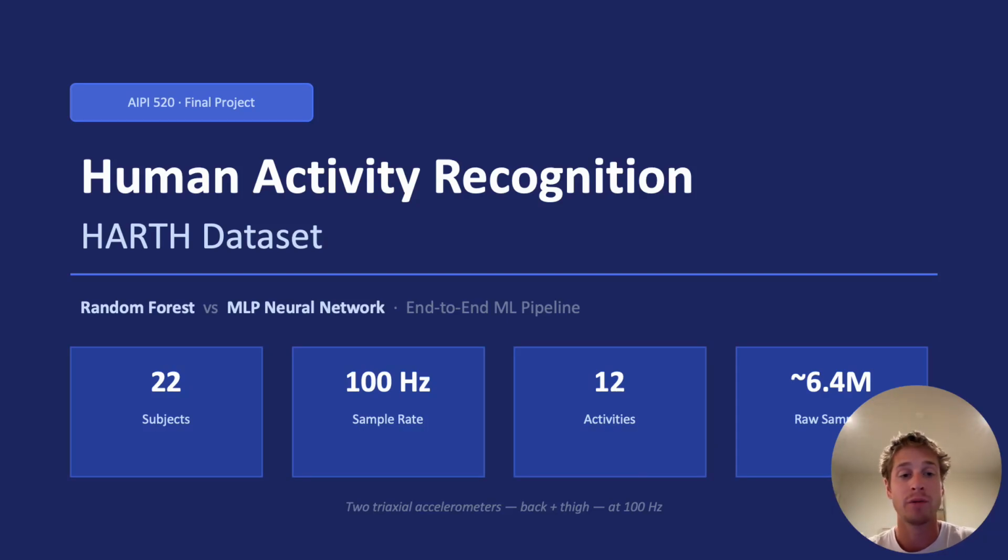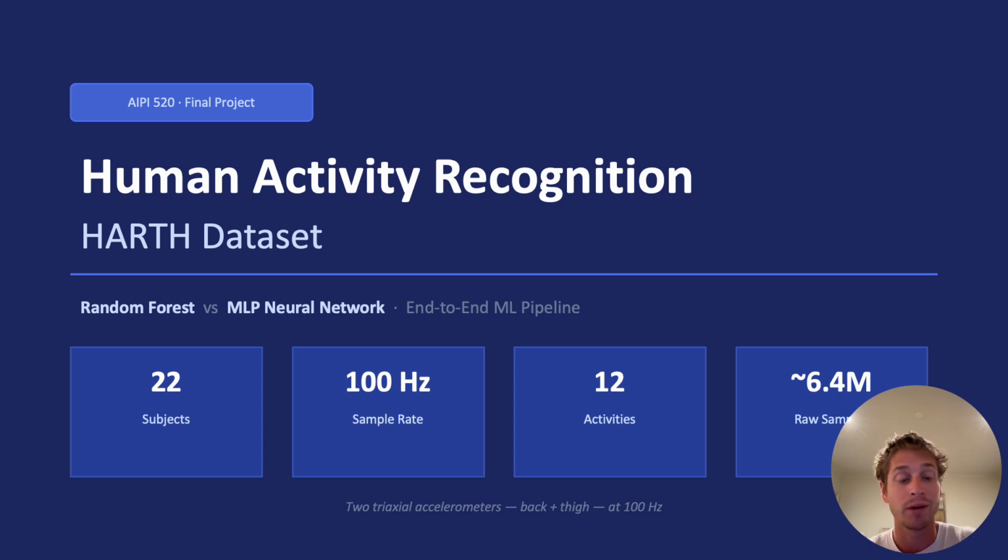Hello, today I'm going to be going over my final project for AIPI 520, which is an end-to-end machine learning pipeline for the human activity recognition dataset, also called the HARTH dataset. So we're going to be comparing two models. The first will be a random forest model, and the second is going to be an MLP neural network model, also called a multi-layer perceptron model.